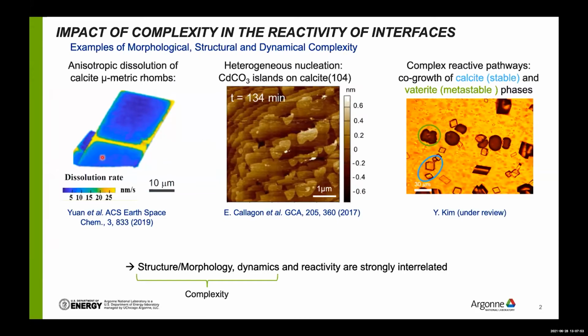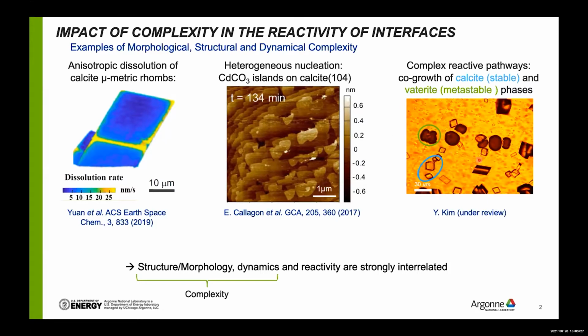The first one is this 3D dissolution rate map of a micro-sized calcite crystal, where you can see how edges dissolve much faster than the flat facets of the crystal. The second example is about these complex morphology islands of cadmium carbonate grown on a calcite 104 substrate. And one of the questions is how the underlying topography of calcite, its steps, its defects, determines the position where these islands nucleate and also their morphology.